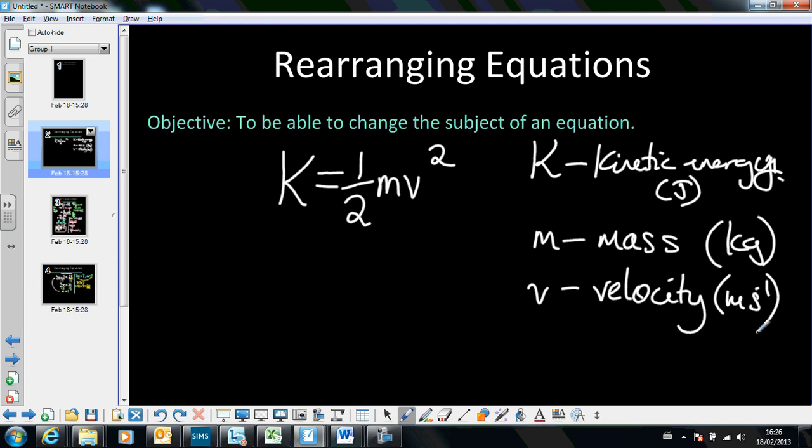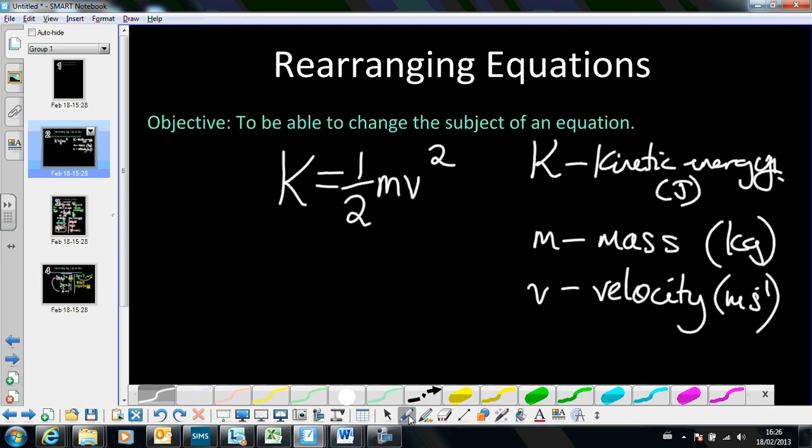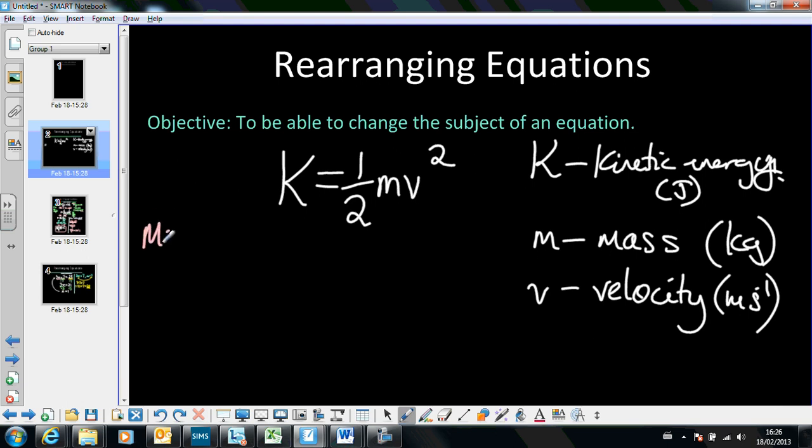I'm going to rearrange this formula. I'm going to make V the subject. So at the moment, K is the subject. I'm going to make V the subject. Go through exactly the same process, just keeping everything balanced. You'll notice this time there's a squared in there, so that probably means we're going to have to take a square root at some point.